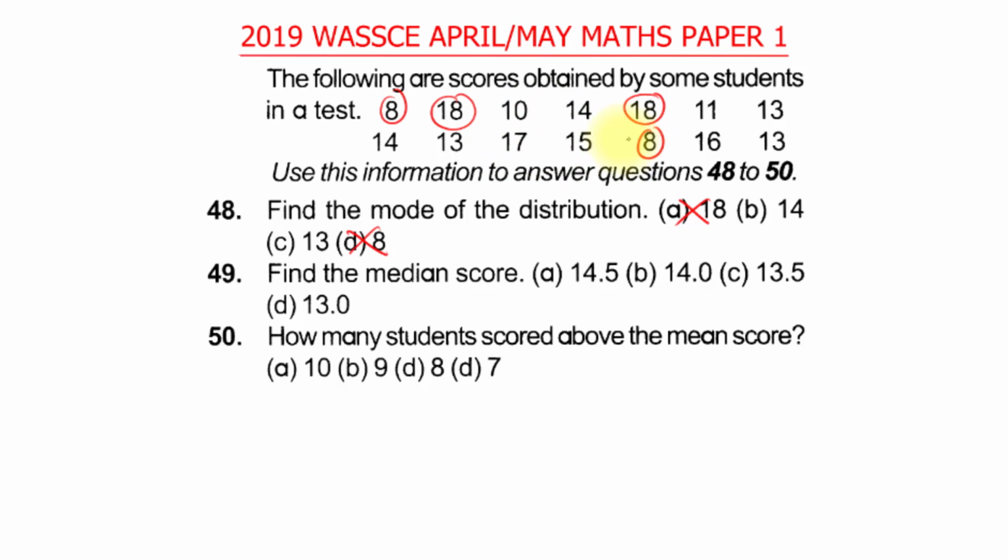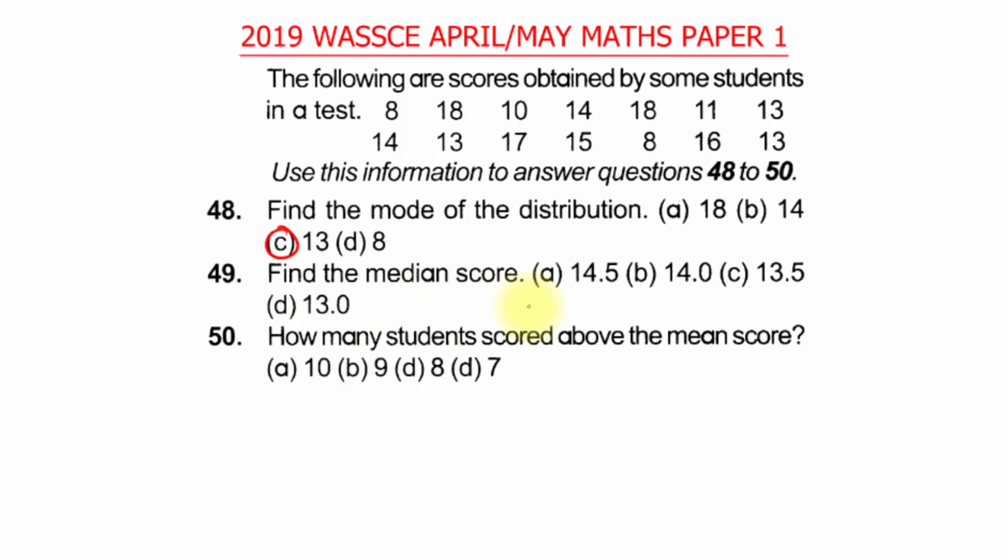Let's look at 14. We have 14 once, 14 twice. 14 also cannot be the answer. 8 cannot be the answer. 18 cannot be the answer. But look at 13. We have 13 in 1, 2, 3 places. So definitely 13 is the correct answer to this particular question. So the mode for this set of scores is nothing but 13. So the correct answer in that case is 13, C. That is the mode for the scores obtained by the students.